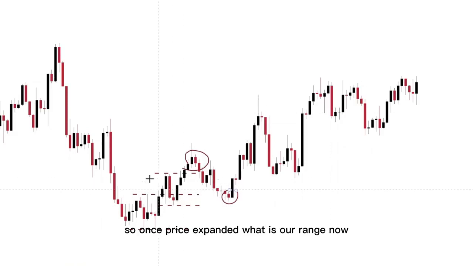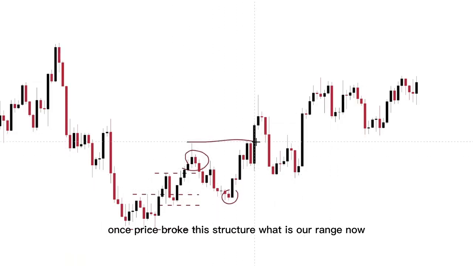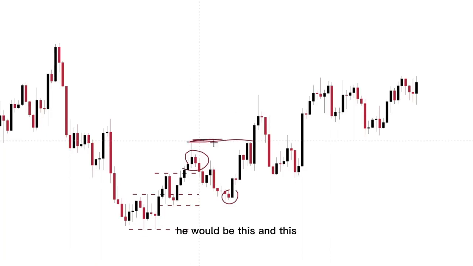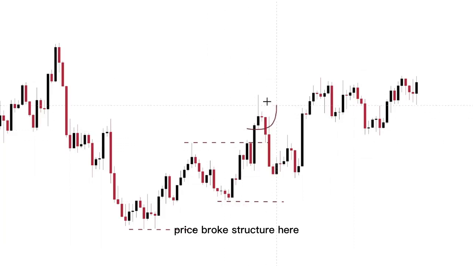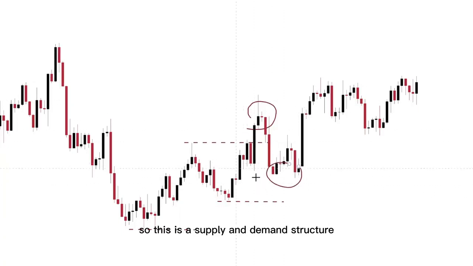So once price expanded, what is our range now? Once price broke this structure, what is our range now? It would be this and this. So now what happened? Price broke structure here, then came back inside of the range. So this is a supply and demand structure.